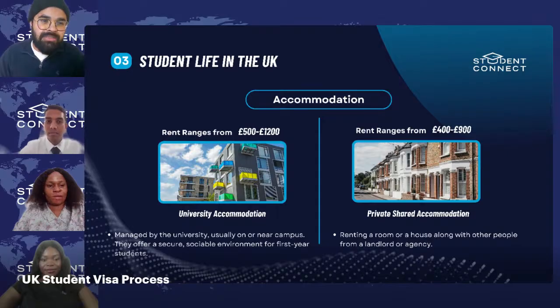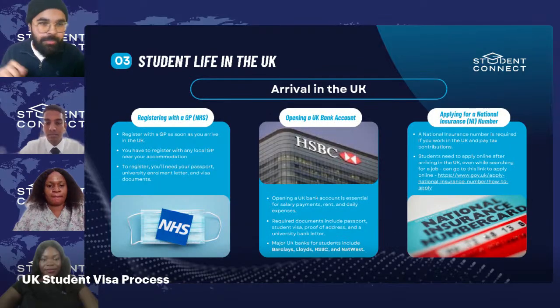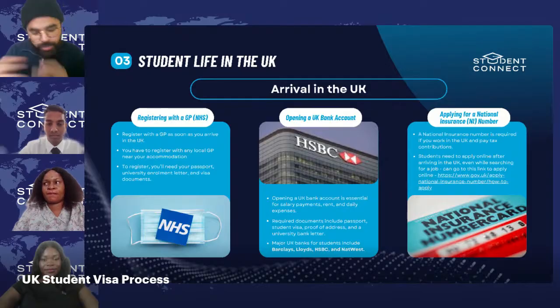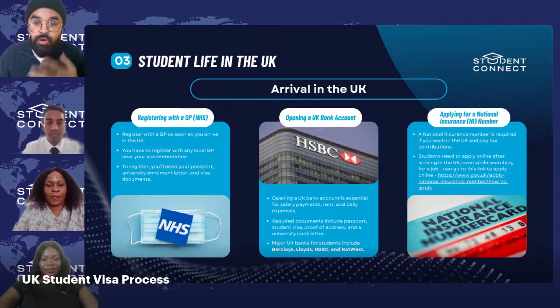Right after this, the next most important thing is to register for these 3 places. First is your GP. Because you've already paid your IHS during your visa application, you are liable for a free GP, or NHS as we call it here. So a GP is basically a medical place where you do not have to pay anything for any of your medical needs. So make sure when you come here, you register with your GP.